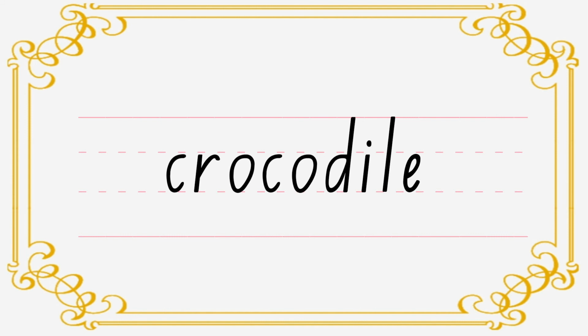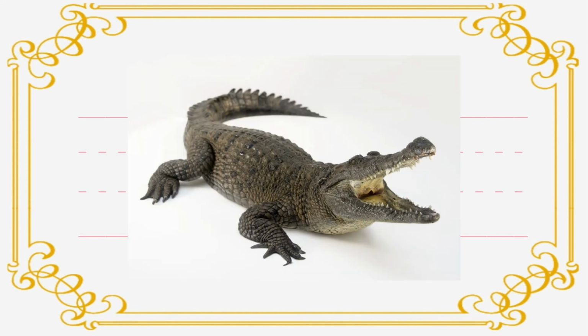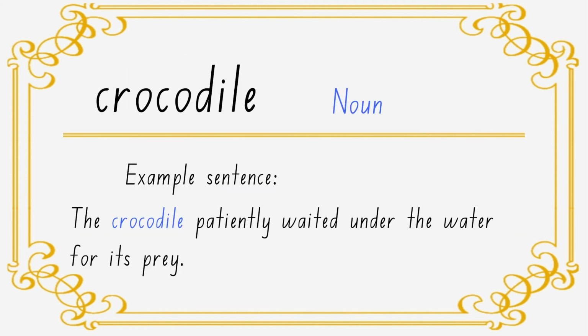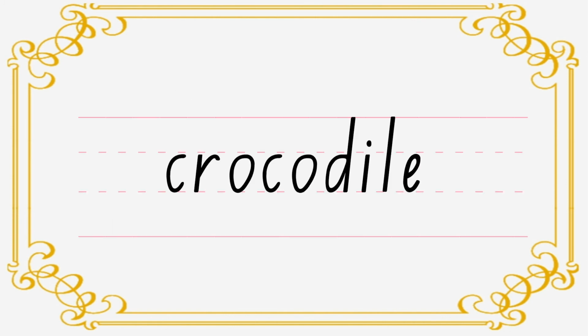The next word is crocodile. Crocodile is a noun, and it's a large predatory reptile with... Just look at the picture. It's better that way. Okay, the only thing about the crocodile is to not get it confused with alligators. And also, I find it quite weird that crocodile is on this list because it's not an adjective like the "ile" sound normally indicates.